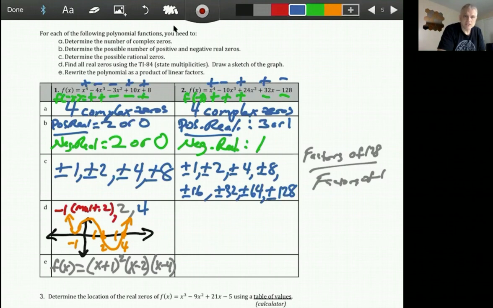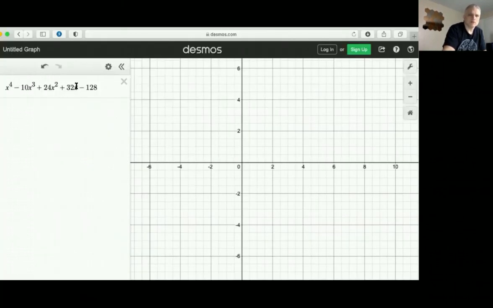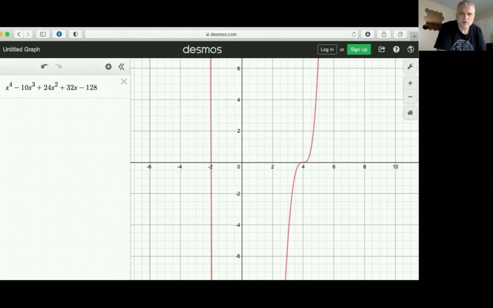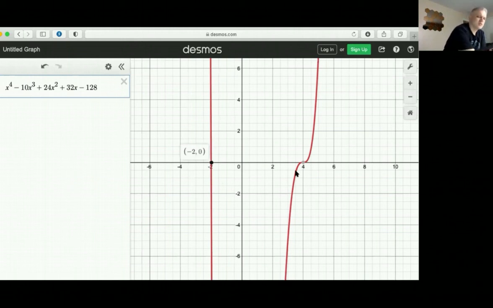Okay, D, find all the zeros using your graphing calculator. All right, so I've taken the liberty of calling on Desmos again. So Desmos gives me, okay, here's your function. Let's graph it. All right, so remember, we had a total of 1 possible negative real zero. And there it is. And -2 is one of our rational candidates. Over here, I only see 1 positive real zero. So we had said it's going to be 3 or 1.